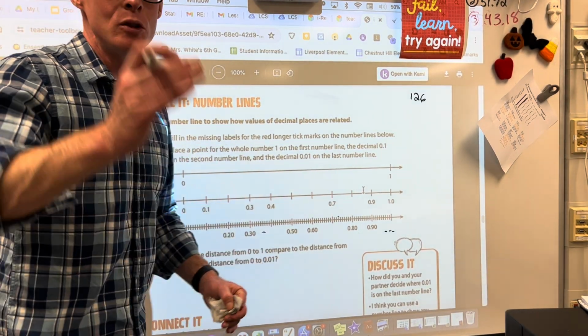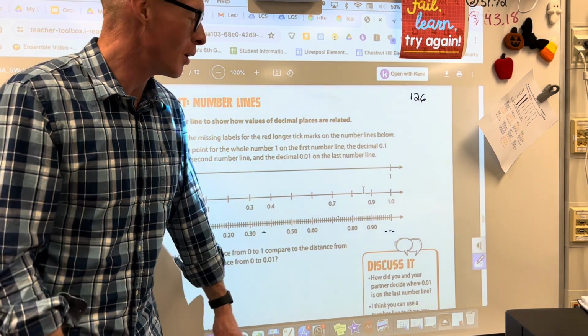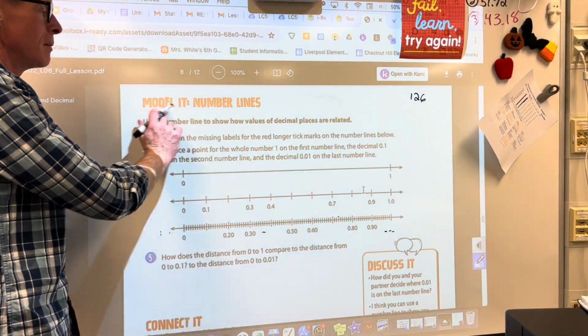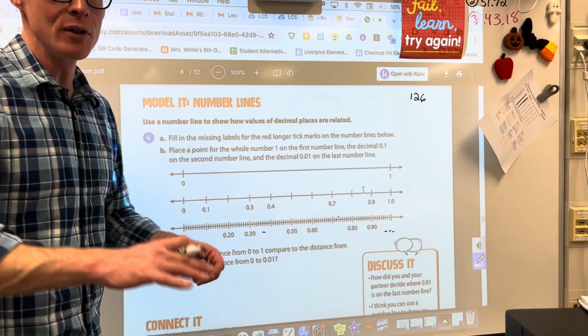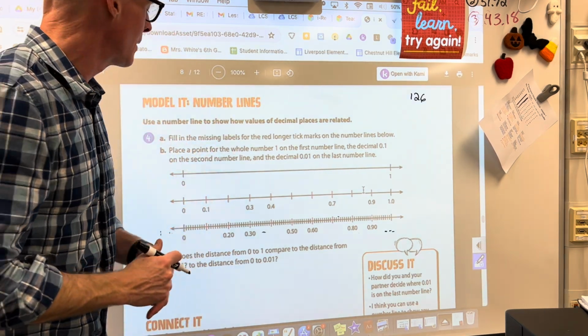Hey, we are looking at page 126, so you should have your book ready, pencil ready. Let's rock and roll. First thing we got to do, model number lines. So instead of using those squares, we're going to talk about number lines now.